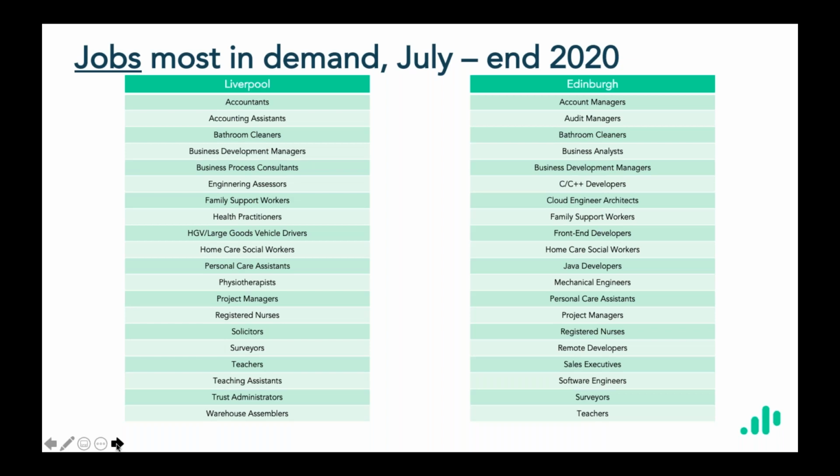A couple of interesting things for me. Here we see there are 9 of the 20 jobs appearing on both lists. So quite a few of the care related jobs and some of the frontline jobs like cleaners and teachers are appearing on both lists. But then if you look at Edinburgh, you'll see quite a definite focus of demand around IT, digital and technical jobs.